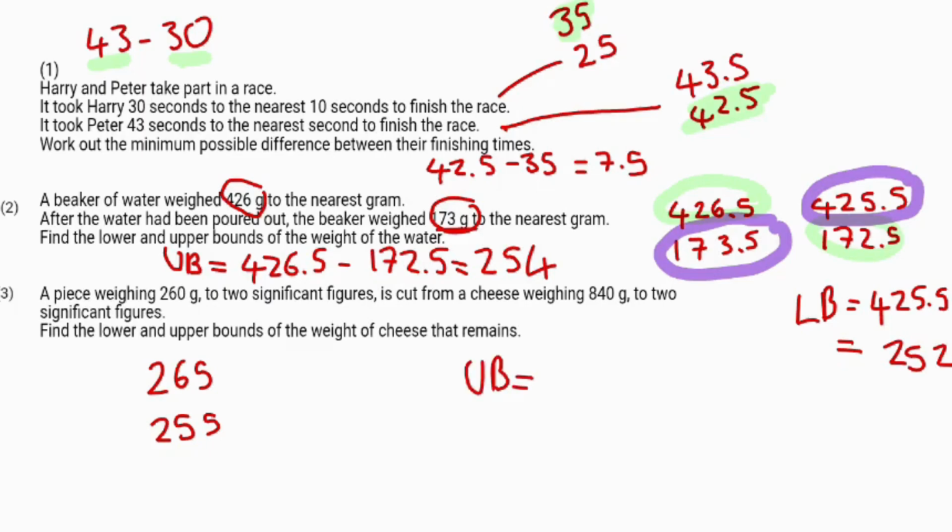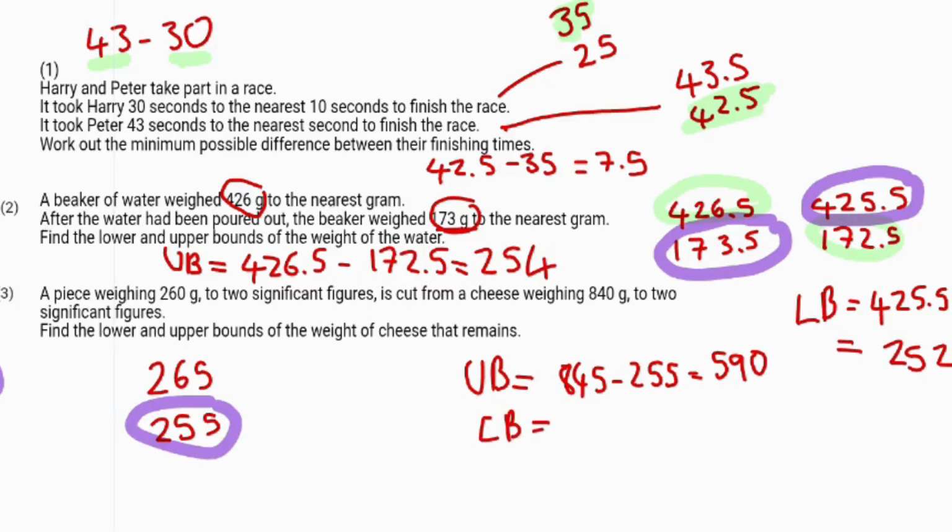The upper bound would be 845, subtract 255. 590. And the lower bound, 835 minus 265. 570.